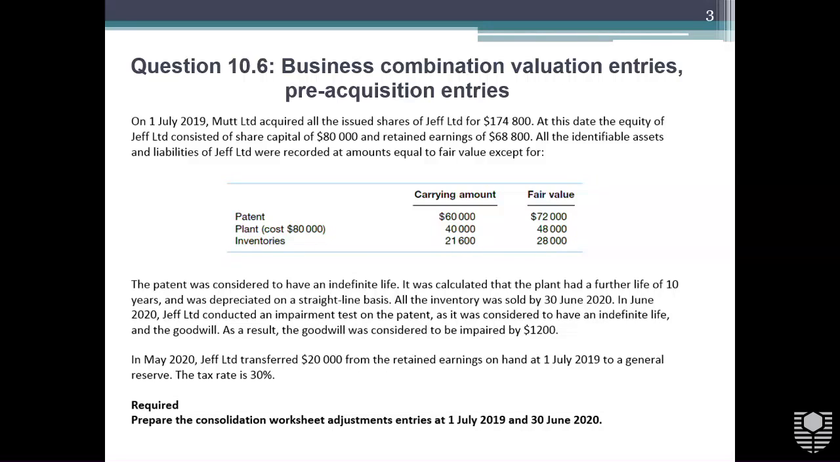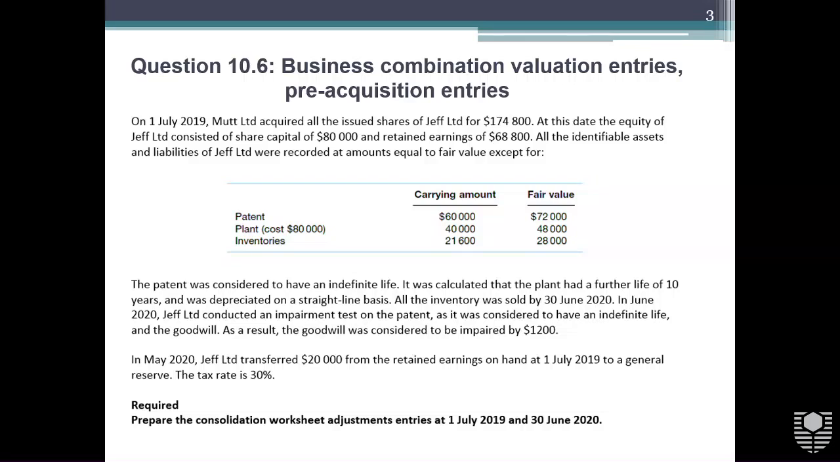So that's the first line of your acquisition analysis when we get there. But we've also got plant and equipment there. So it's just got plant there, but I think in the solution they talk about equipment. So just make sure you write equipment next to it so you don't get confused. The carrying amount versus the fair value, there's a difference there of 8,000. There's 12,000 with the patent, so you might want to write these down on it. Inventory, and there's a 6,400 difference.